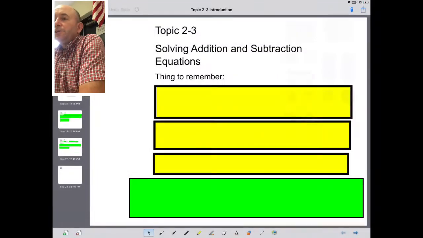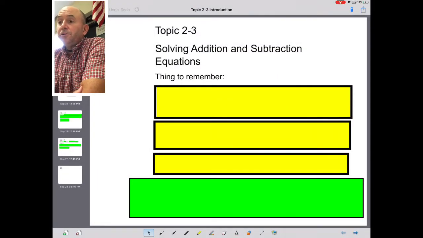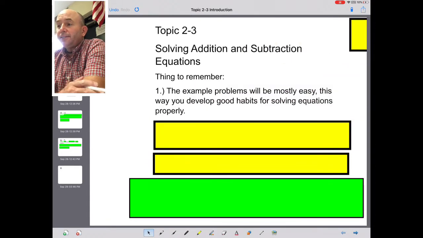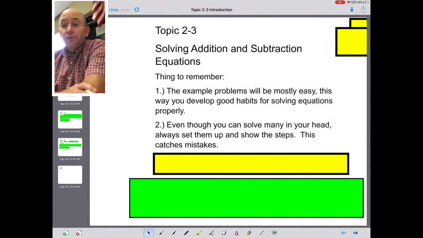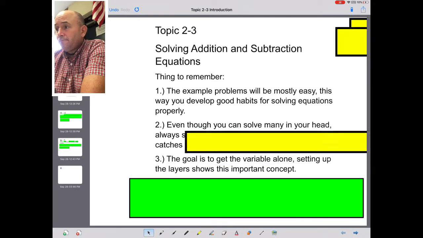All right, kids. Today we are going to introduce topic 2.3, which is solving addition and subtraction equations. A couple things for you to remember. Number one, the example problems will be mostly easy. This way you develop good habits for solving equations properly. Number two, even though you can solve many in your head, always set them up and show the steps. This catches any little mistakes.